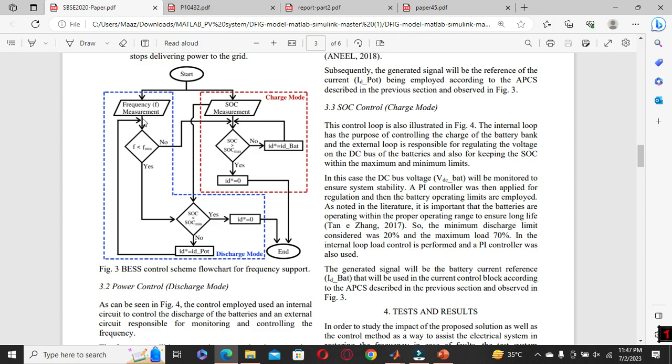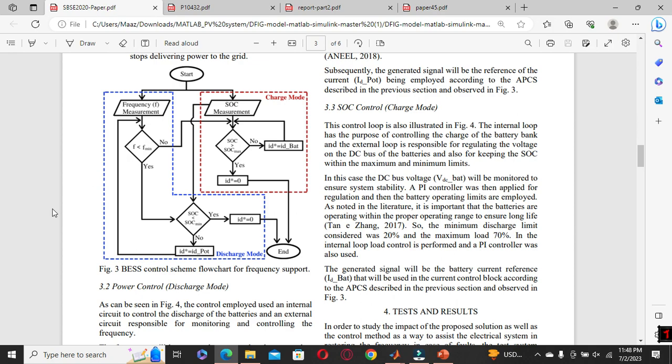Okay, so this is the start, and it will measure the frequency. If our set frequency is less than the desired frequency, what will it do? It will discharge the battery, because our set frequency is, let's suppose, 60 hertz, and it will show 59 hertz or 58 hertz. So it means there is a disturbance in our model, like we need more power to deliver to the load. So there will be a change in frequency.